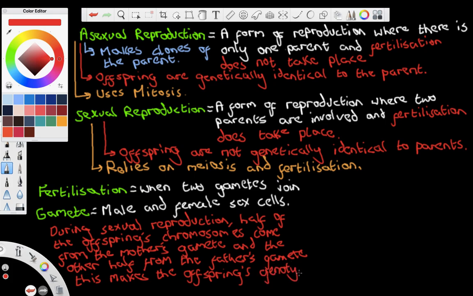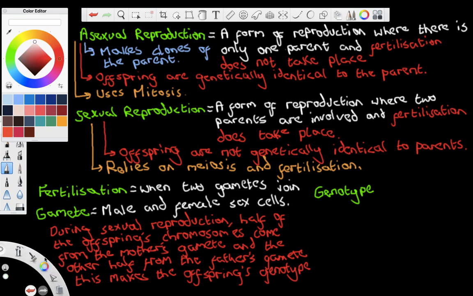Because it's pretty scrolling, I'm trying to save space over here. We've said that during sexual reproduction, half of the offspring's chromosomes come from the mother's gamete and the other half come from the father's gamete. This makes the offspring's genotype. Which brings us to our next keyword, genotype, G-E-N-O-T-Y-P-E.